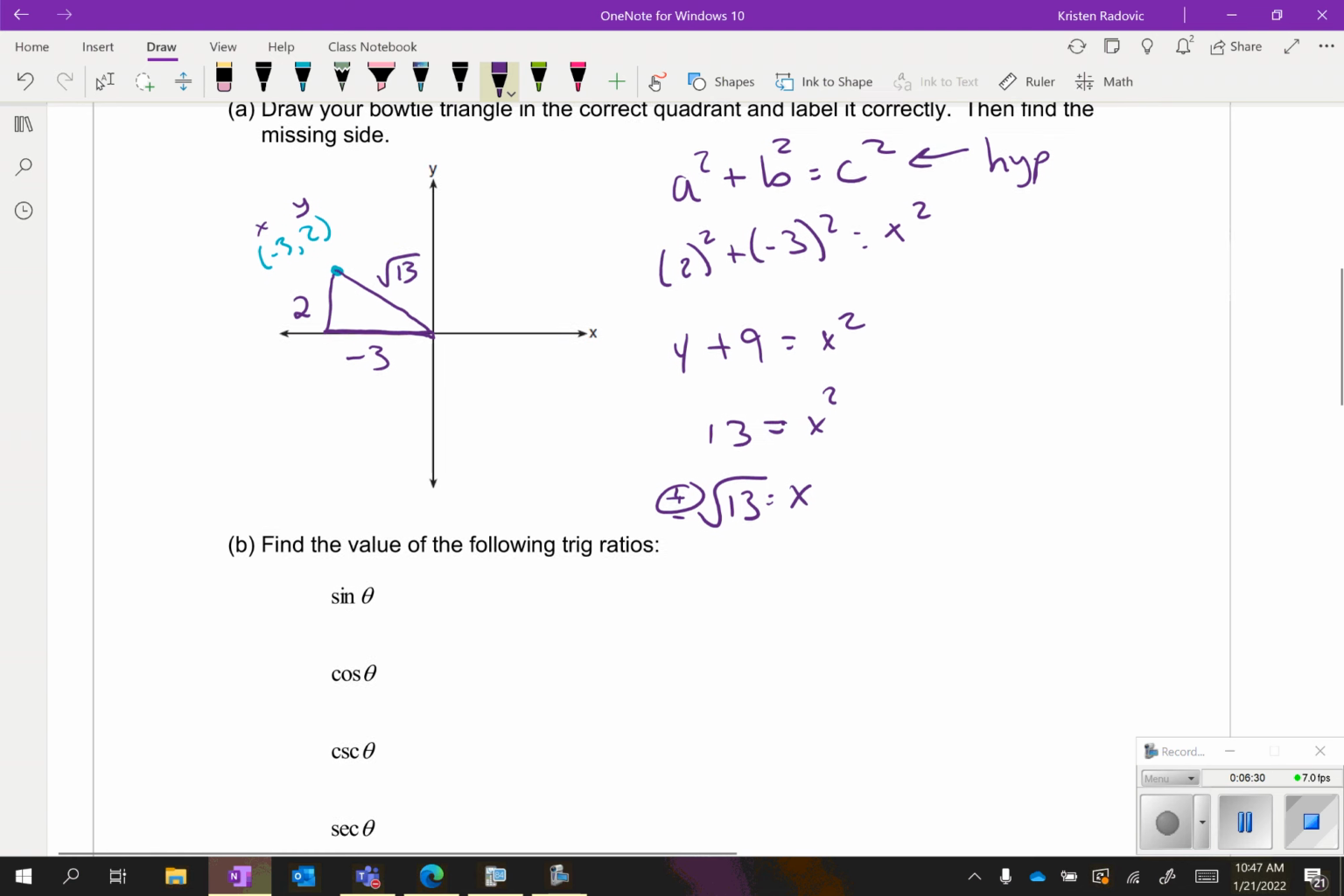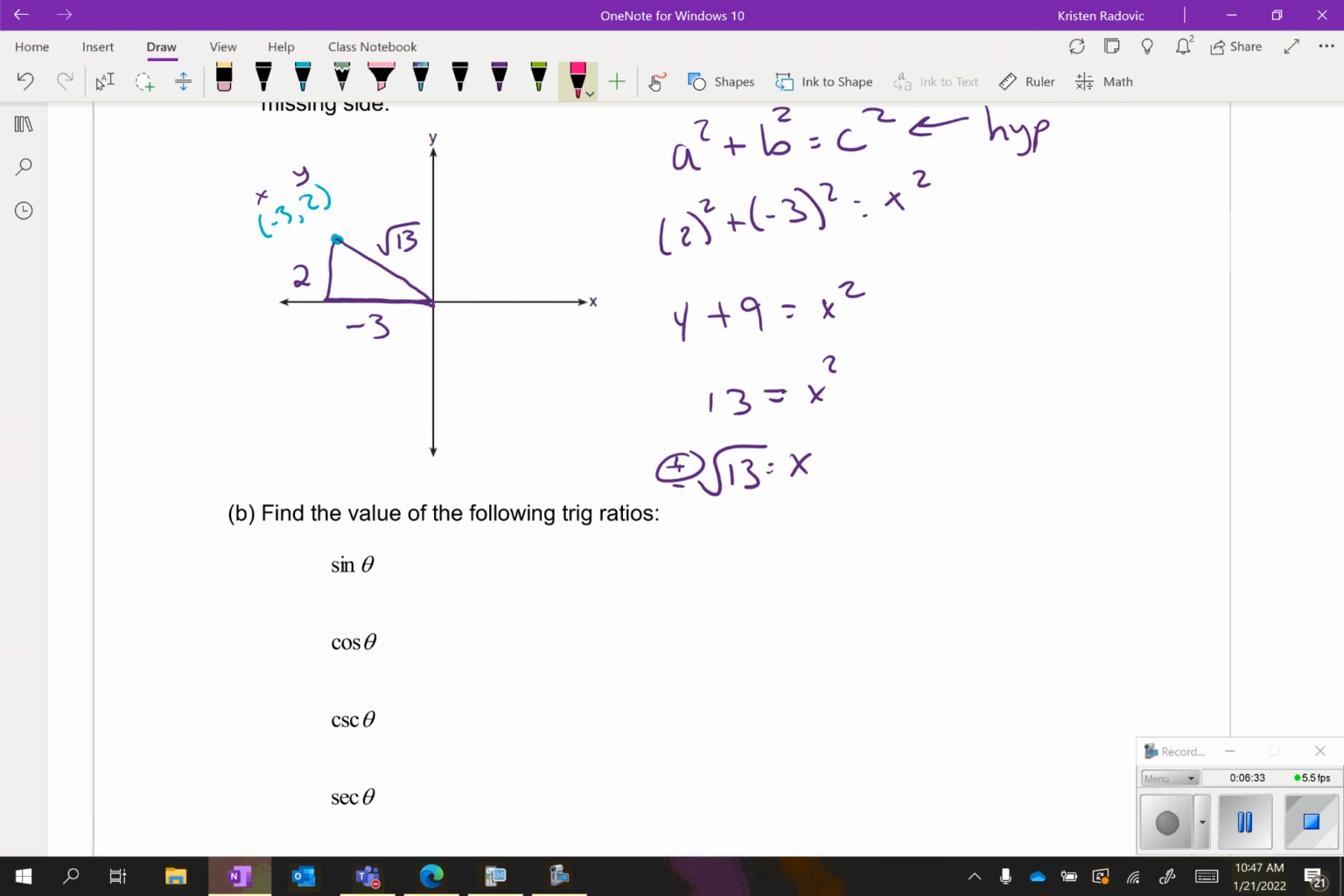From there, for part B, they want you to find the value of the trig ratios. Now, when you label this with your opposite, hypotenuse, and adjacent, theta is always at the origin. So radical 13 is the hypotenuse because it is the diagonal, it is the longest side, it is opposite of the right angle. Adjacent will always be on your x-axis because it is next to theta. And the side that is opposite of theta at the origin is going to be 2.